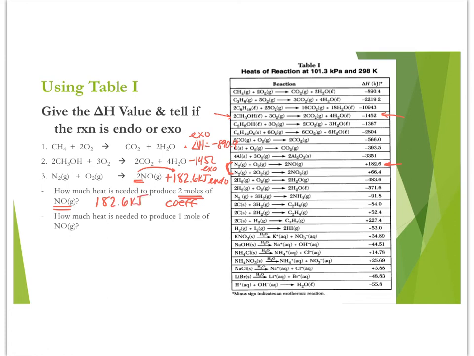Now the second part here, how much heat is needed to produce 1 mole of NO? Well, there's 2 moles produced, if 182.6 kilojoules are absorbed when 2 moles of NO are produced, how many kilojoules are absorbed when 1 mole is produced? So since we're cutting it in half, it would just be cut in half. So it's just proportionate. All you have to do is look and see if they manipulated the coefficient. It's just basic stoichiometry.